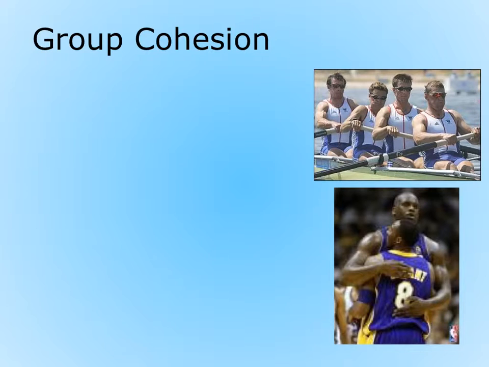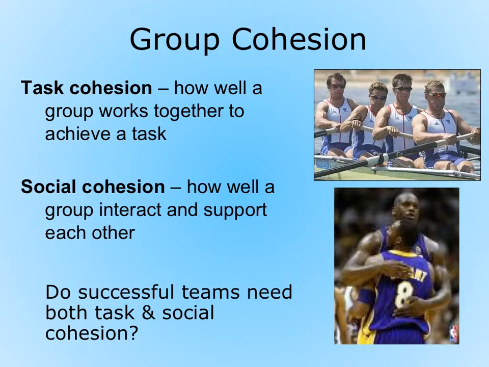So cohesion. You need to know a definition of cohesion and the 2 types. So write those in now. So we have task cohesion and we have social cohesion. Task cohesion, how we work together to achieve a task or a goal. And social cohesion, how well we interact and support with each other and communicate with each other. Social cohesion more kind of off the pitch.